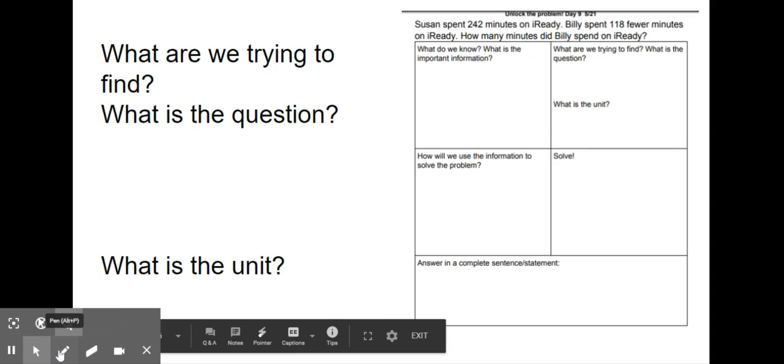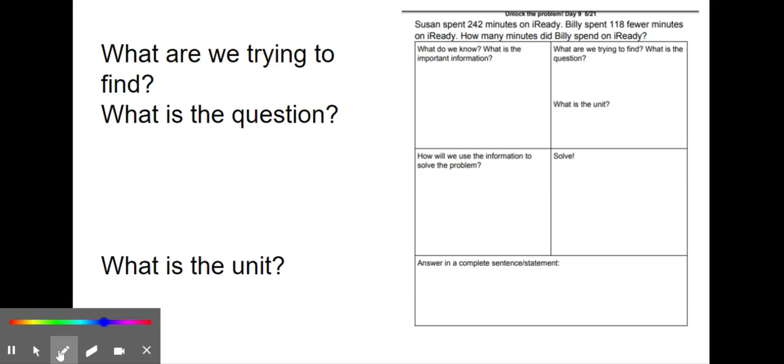Okay, so next let's think about what are we trying to find and what is the question? So I'm going to go back to the problem and I'm going to underline the question. So the question is, how many minutes did Billy spend on iReady?